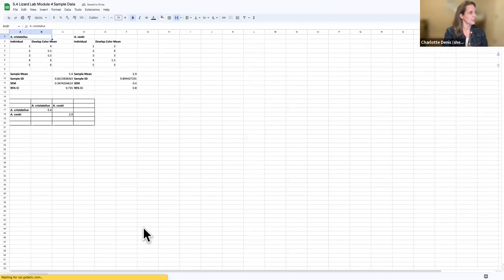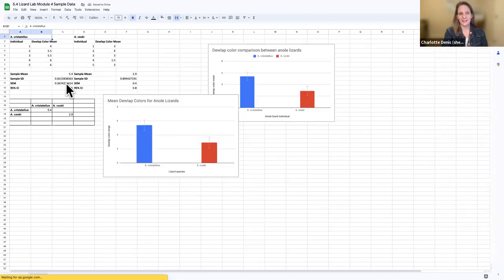Hopefully I got the right one here. So in this task, they measure using a color scale, like the depth of the color. They try to match it to a scale that exists. And so the scale is 1, 2, 3, 4, 5. That's not true. The scale is 1 to 6 for the dewlap color. And they look at 5 individuals of one species and determine the average mean numerical value of the color. And then they do that same thing for a different species. And so what this spreadsheet does is it provides them a way to quickly type in the values that they get, and it calculates for them.